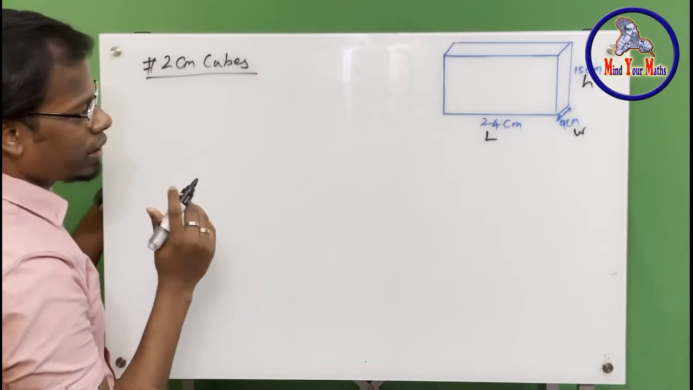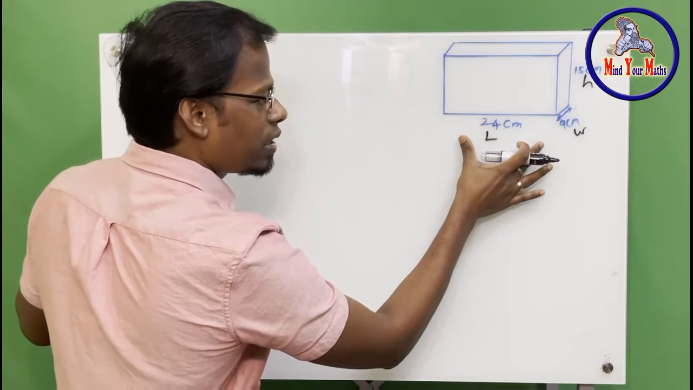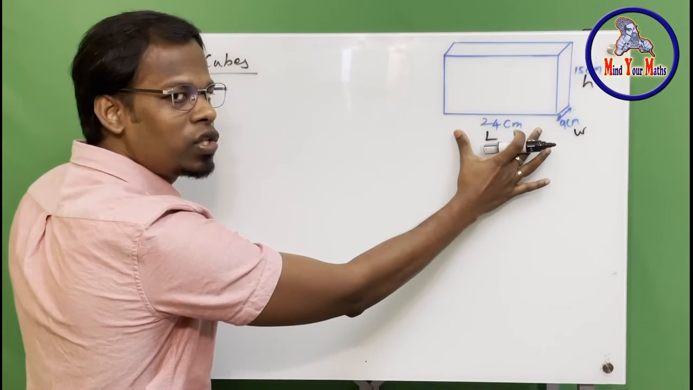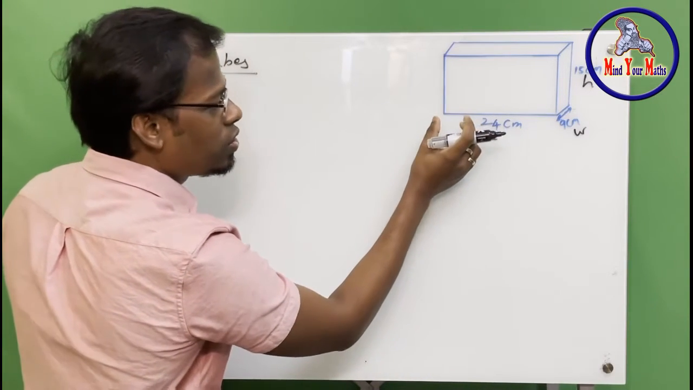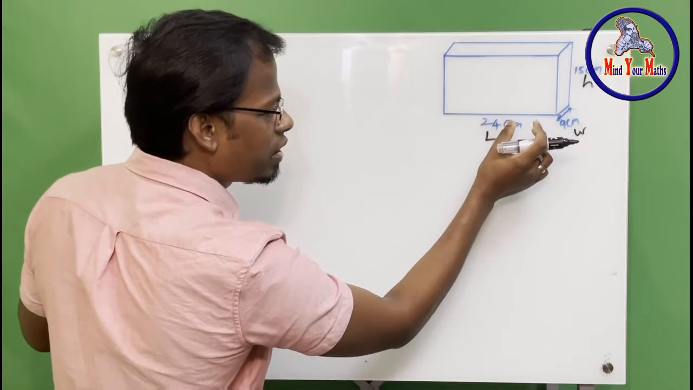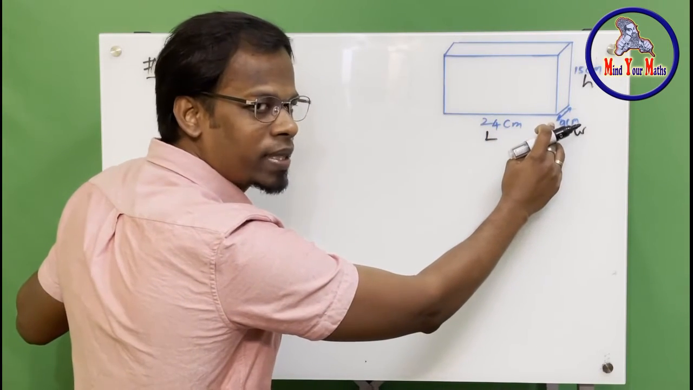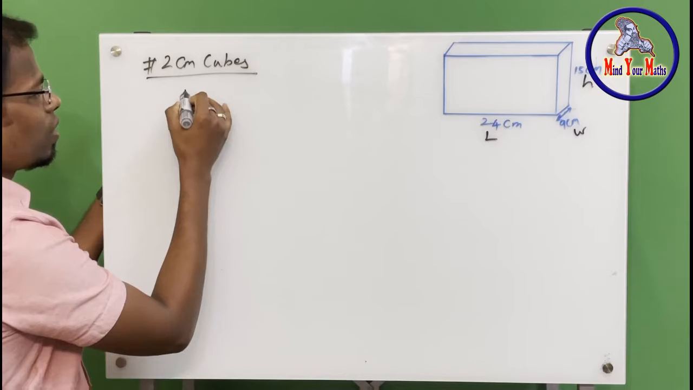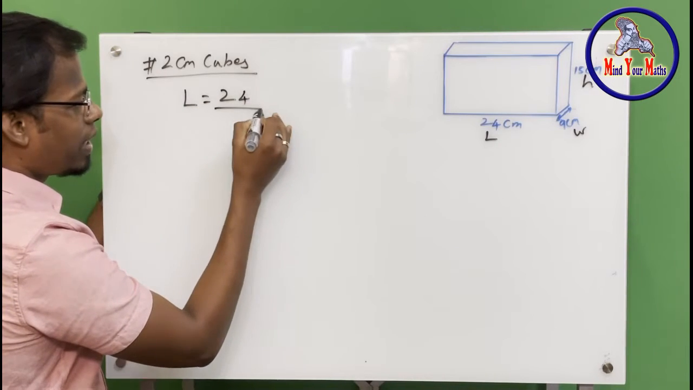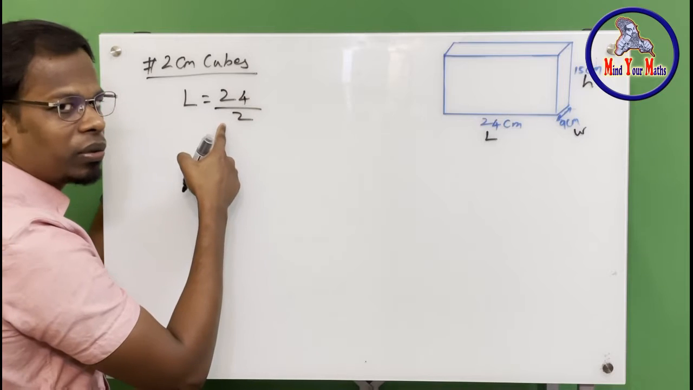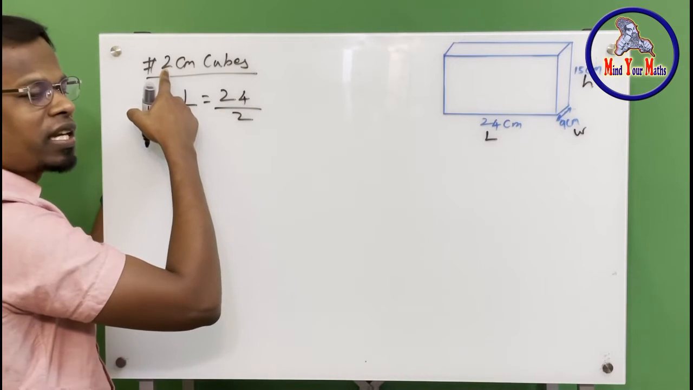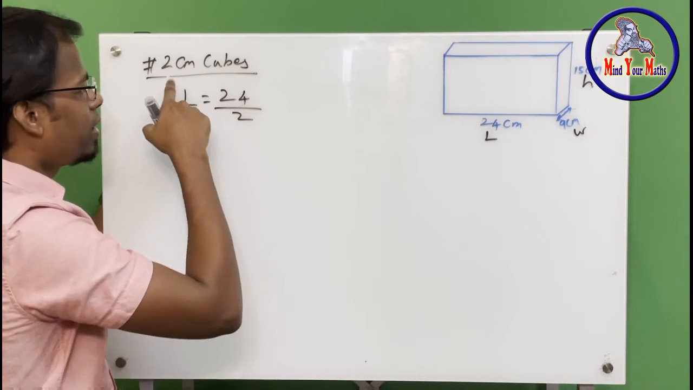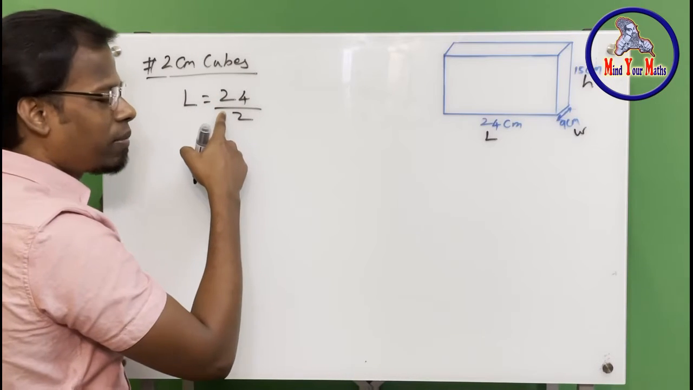So for that, the length is 24 centimeters. On the length side, how many 2 centimeter cubes can fit? If you put 2 centimeter, 2 centimeter, 2 centimeter and 2 centimeter, how many can fit? To find that, we can simply divide the length by 2, because this is 2 centimeters. If it is 3 centimeters, then we have to divide by 3. If it is 4 centimeter cubes, then we have to divide by 4. But here, since it is 2 centimeter cubes, let's divide by 2.